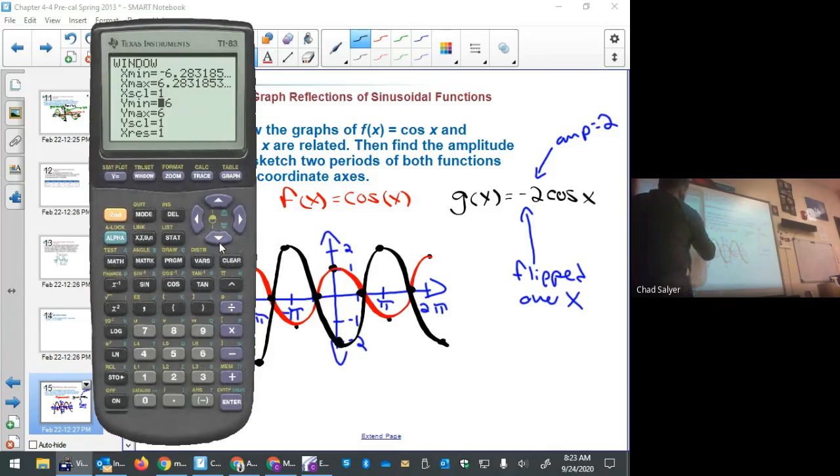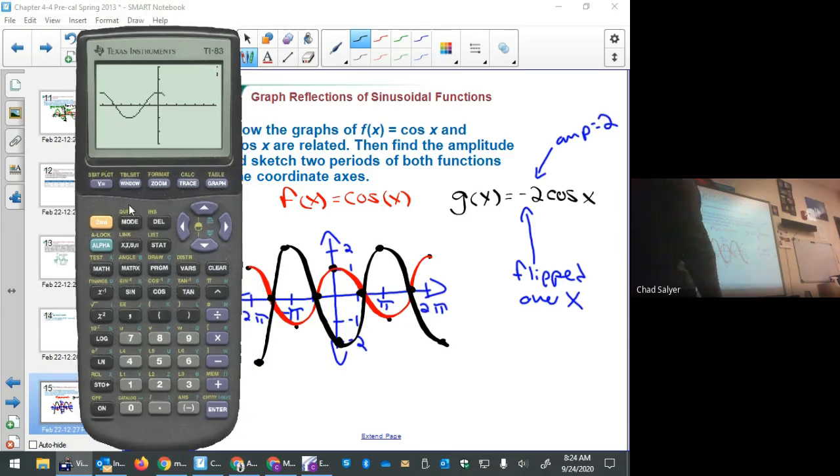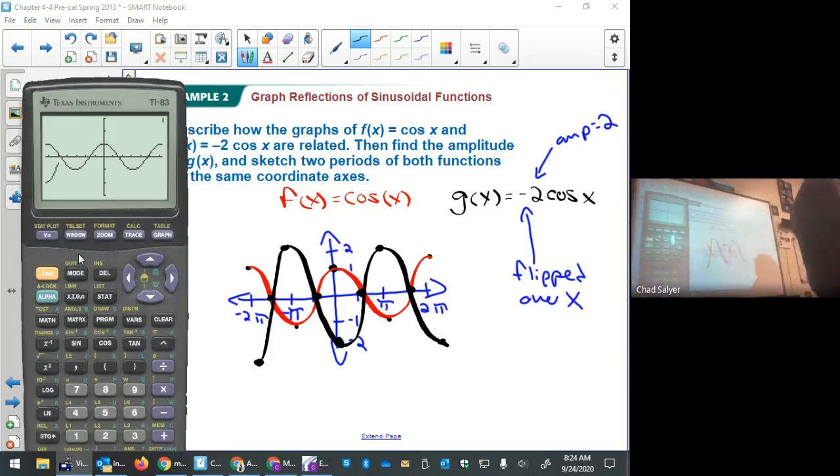This time I'll change the window to go from -3 to 3. It's good practice changing the window this frequently. So cosine of x compared to -2 times cosine of x. There's the red line, cosine, and second would be the black line. Looks like a bunch of eggs or something.